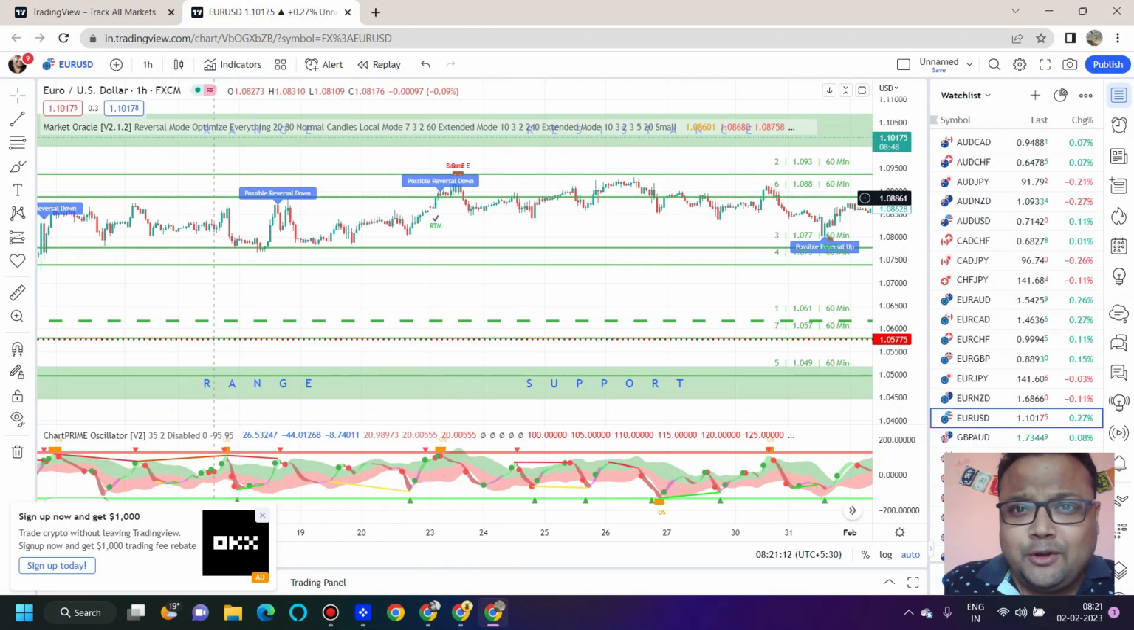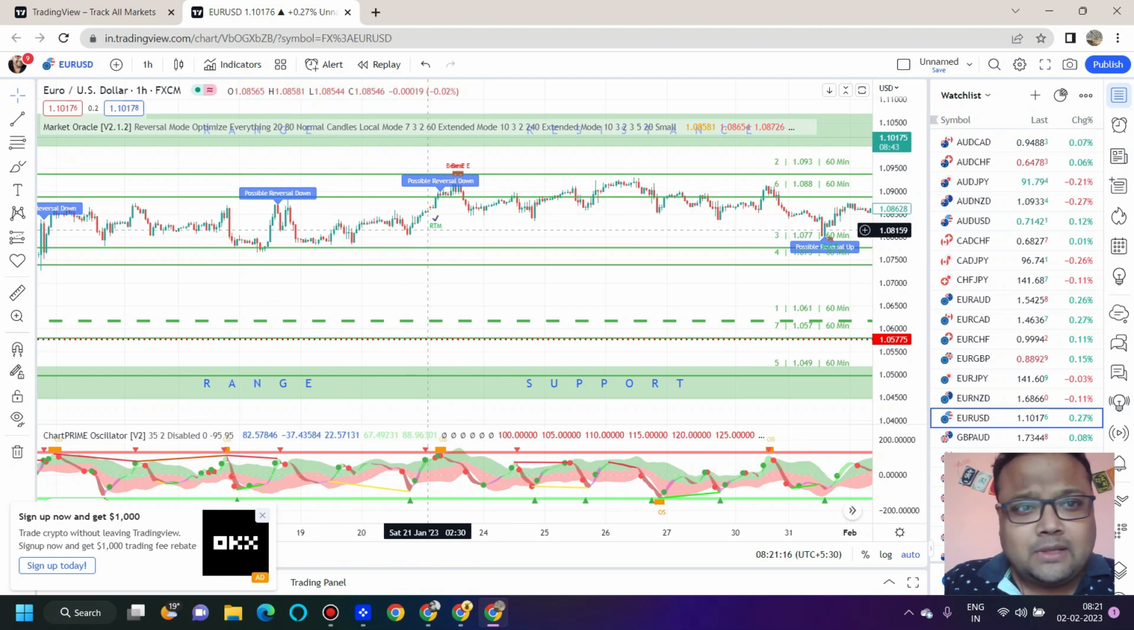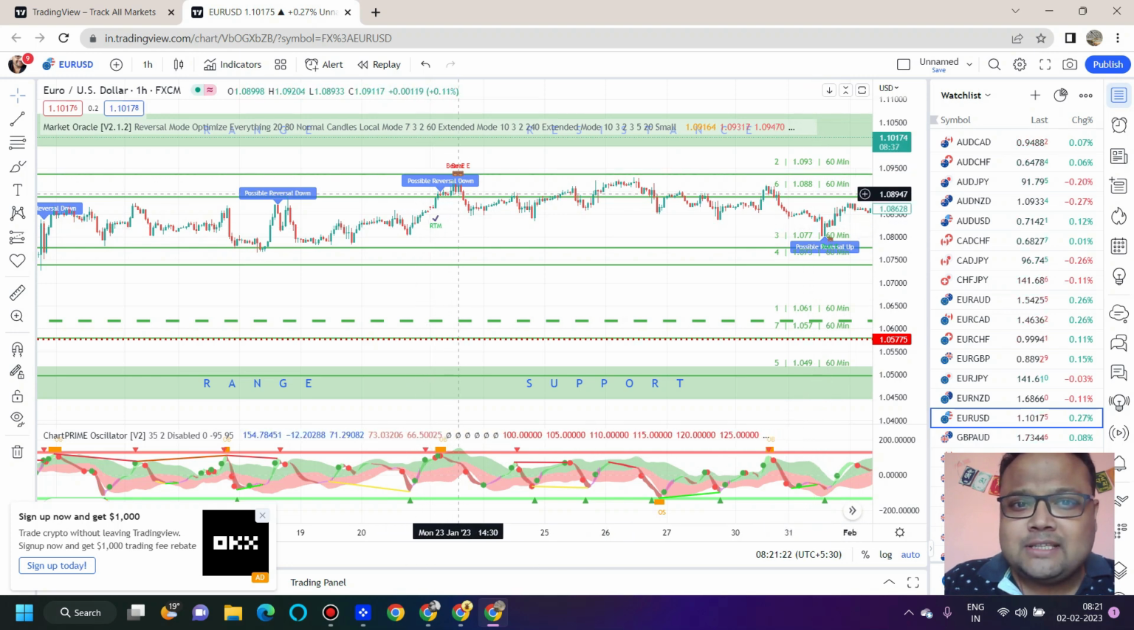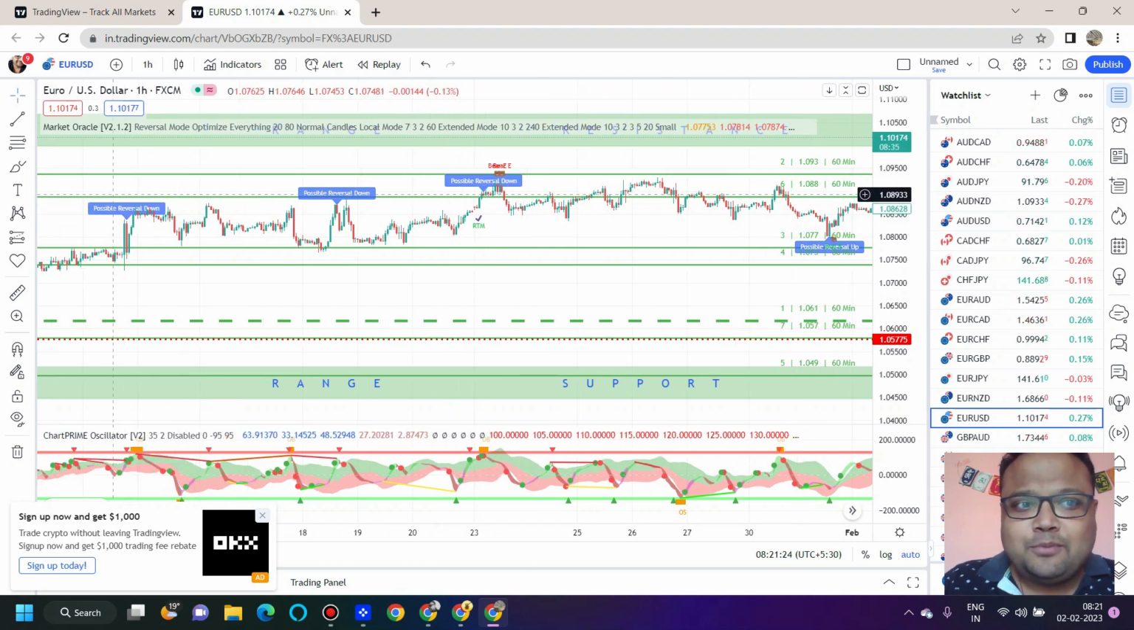This is the 1 hour chart of Euro USD, and you can see there are various signals generated by this tool. Possible reversal up means you can go for a buy position. Possible reversal down means it's time to go for a sell position.